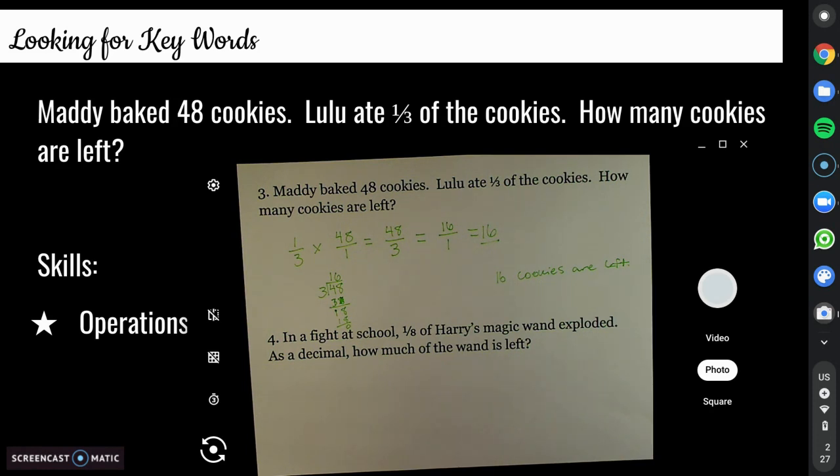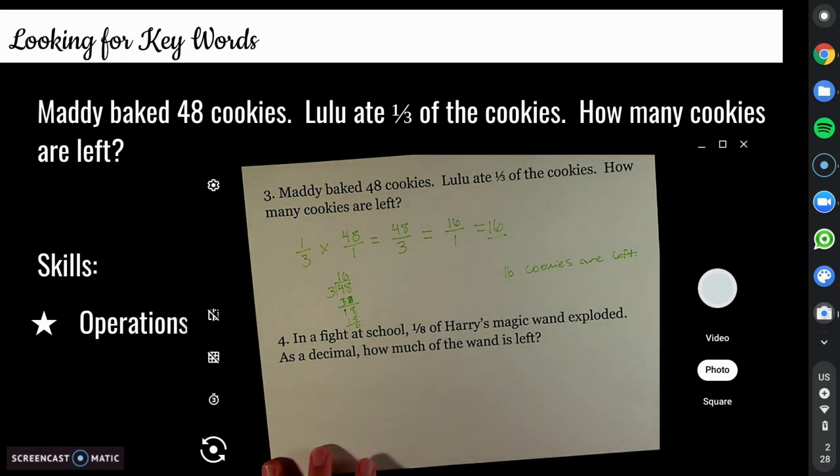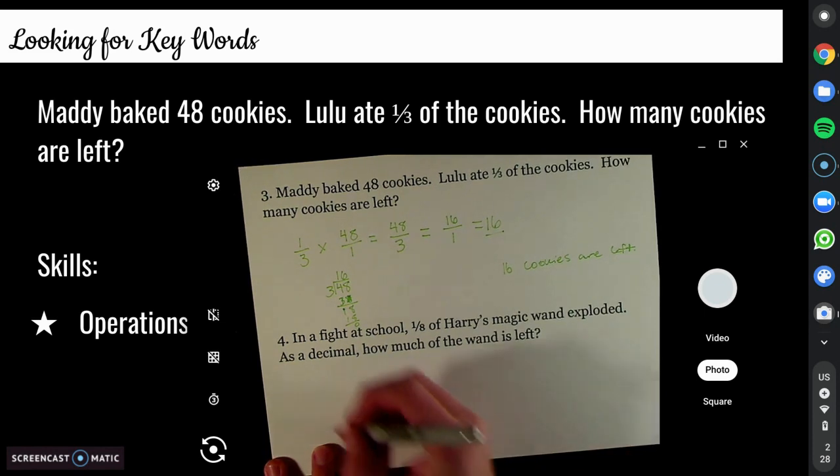Okay, cool. I'm glad you tried the problem. If you didn't exactly understand how to do it, I will go through the problem. And if at any point you think, oh, now I get it, just go ahead and pause and finish it on your own. Okay? So Harry started with 1 whole magic wand, right?